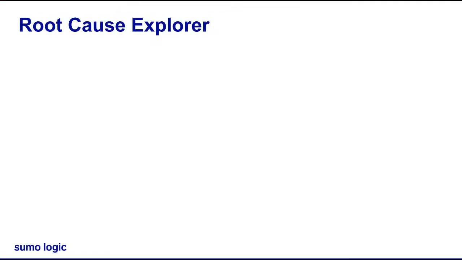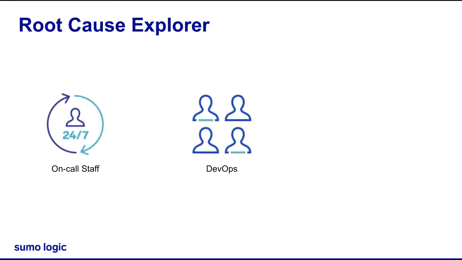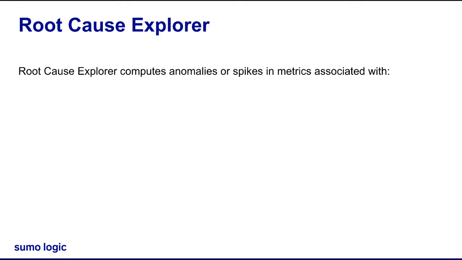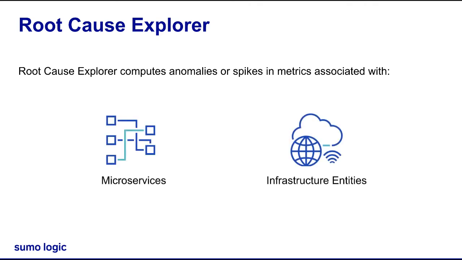Root Cause Explorer helps on-call staff, DevOps engineers, and infrastructure engineers accelerate troubleshooting and isolate the root cause of incidents in their apps and microservices running on AWS, public cloud hosts, Kubernetes, and OpenTelemetry. Root Cause Explorer computes anomalies or spikes in metrics associated with microservices and infrastructure entities serving an application, and helps users correlate them to diagnose the root cause quickly.